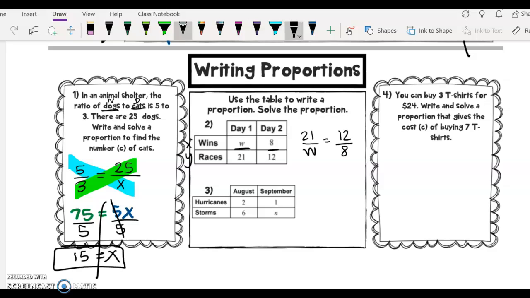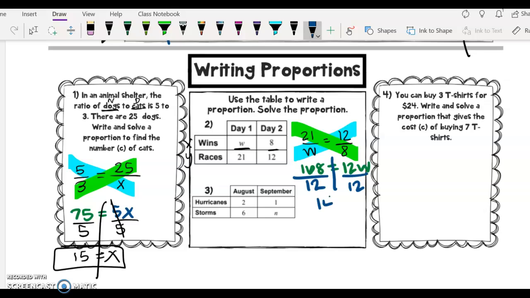And then, again, very similar to what we did above, we're going to do 8 times 21, and that gives me 168 is equal to 12w, because now we had to multiply 12 times w. I'm going to divide by 12 on both sides, and I get 14 equals w. So this is actually 14.